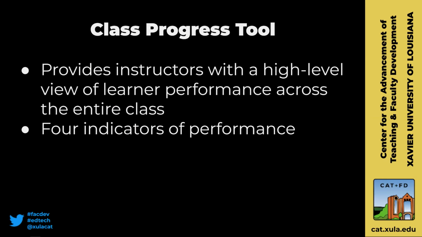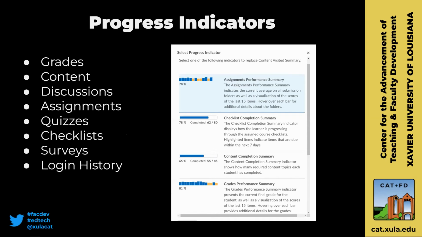Brightspace does have some tools to help you monitor student performance, and one of them is the class progress tool. With this, you can get a high level view of the performance of your learners across the entire class. You have indicators of performance that you can choose to show: grades, content, discussions, assignments, quizzes, checklists, surveys, and the login history.